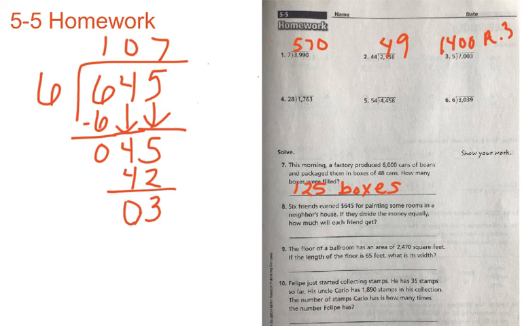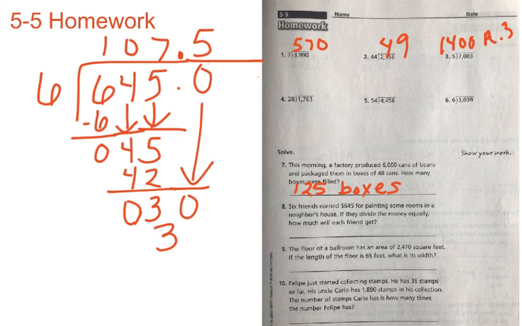Well, this is money, so we know we need to put a decimal on the line, and we need to add our 0. Okay, let's go ahead and bring down that 0. 6 can go into 30 5 times. 6 times 5 is equal to 30, and we're left with 0. Now, remember, when it's money, you have to have a number in the hundredths spot. So it's not $107.5, it's $107.50. So your answer for number 8 is each one will get $107.50.